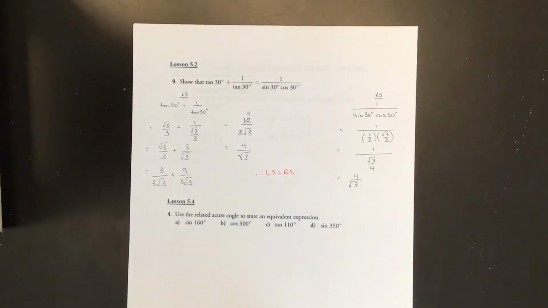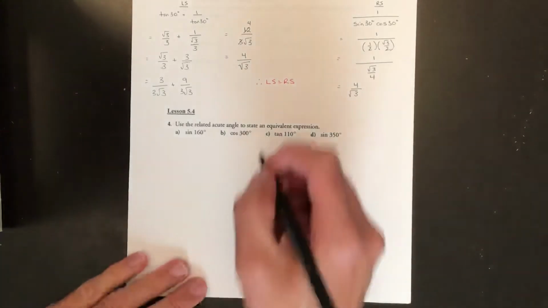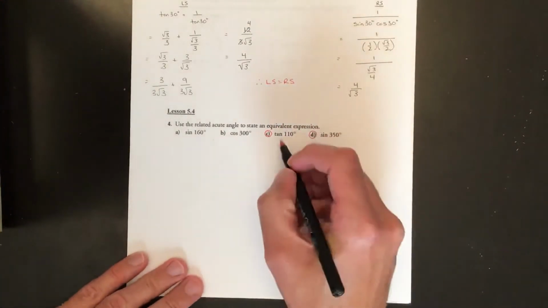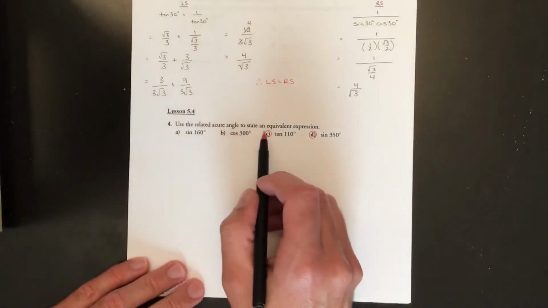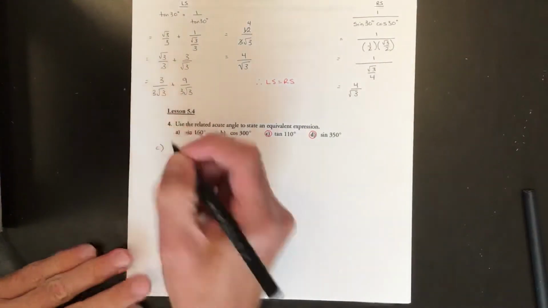Moving on to question 4 from lesson 5.4. Nobody has problems with questions A and B, but when we get to C and D, that's when we start having some questions. So use a related acute angle to state an equivalent expression. So let's draw our 4 quadrants. So we'll take a look at C first.